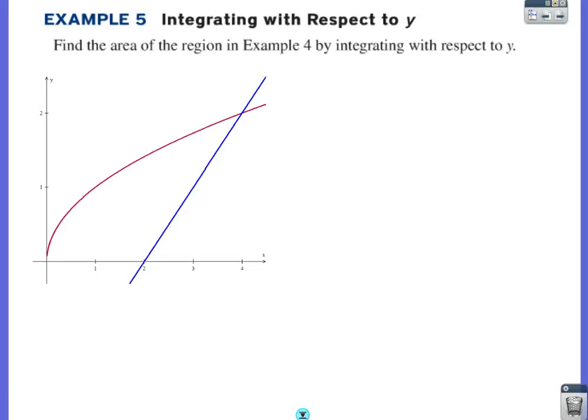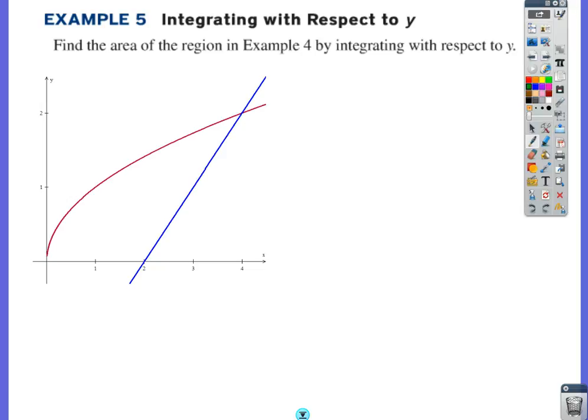Hey, welcome to the second part of finding area between two curves. All right, so this should be a familiar example. We did it last time by breaking this up into two separate integrals because we wanted to take it with respect to x. Now, what we could do is turn things on our head a little bit.